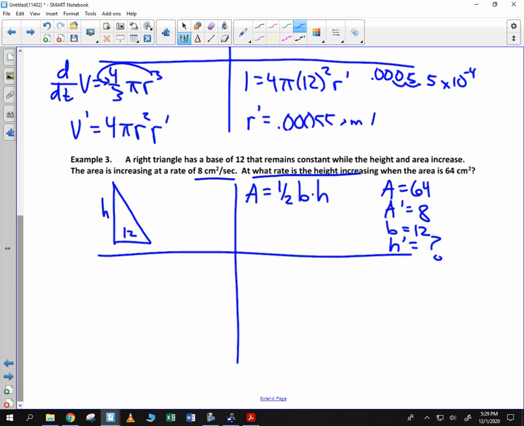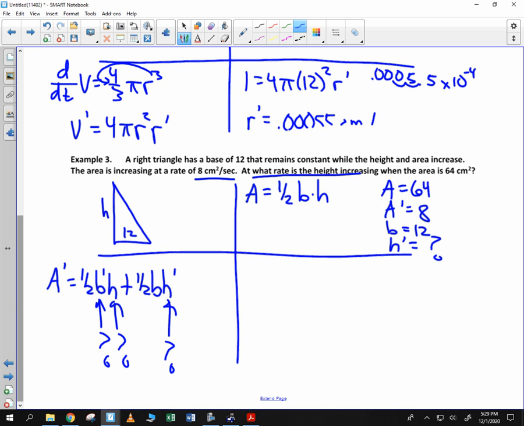Well, if you take this derivative, and don't write this down, but if you notice, you would have to use the product rule. You get A prime is equal to 1/2 b prime h plus 1/2 b times h prime. Because you've got those two variables, you'd have to use the product rule. Well, what's the problem with that? The problem is that you don't know b prime. You don't know h. You're trying to find h prime. It doesn't work very well.